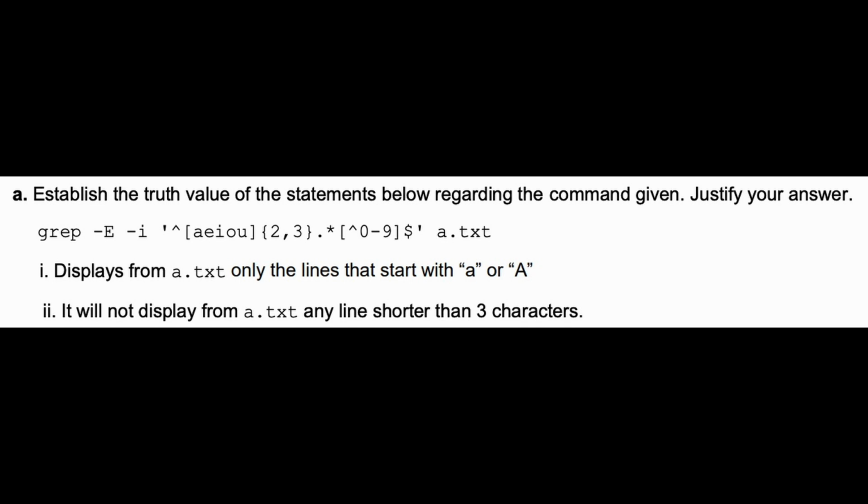Today we will address the Bachelor Degree Exam from 2021 in Computer Science, the operating system, subject A, which says: establish the truth value of the statements below regarding the command given. Justify your answer. So we have here a grep command, as you can see it on the screen.